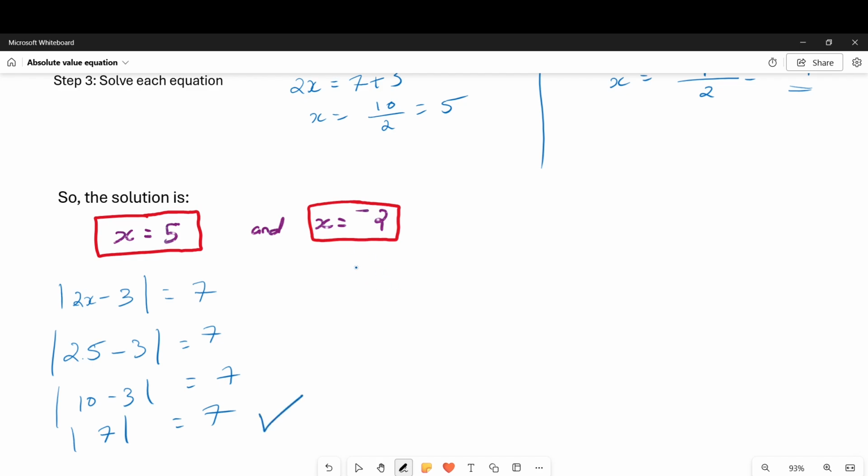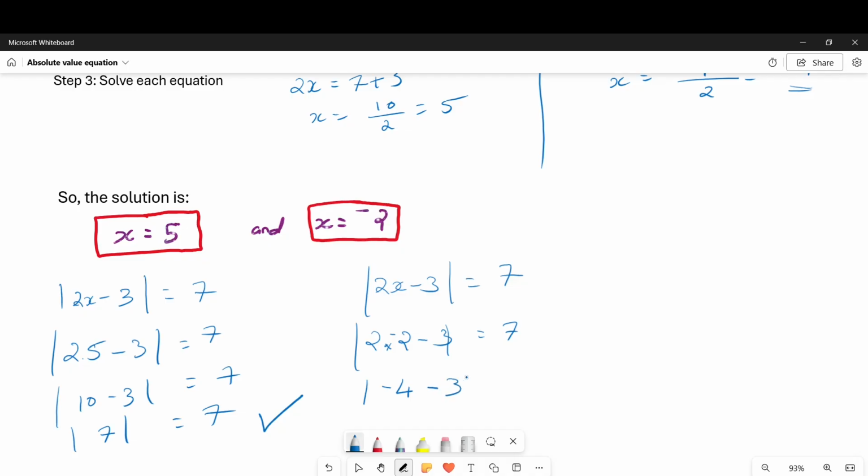So for the second one, we substitute x is equal to minus 2 in the original equation. So 2 times minus 2 minus 3. What will be the answer? 2 times minus 2 is equal to minus 4. So minus 4 minus 3 is equal to minus 7. Inside the absolute value, minus 7 becomes 7, so 7 is equal to 7. Yes, both are the same. Both are correct.